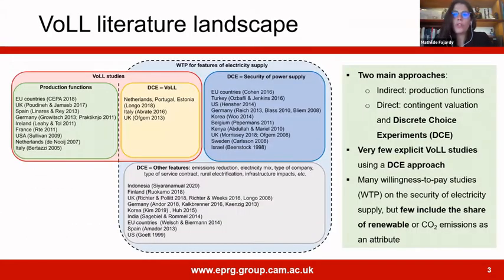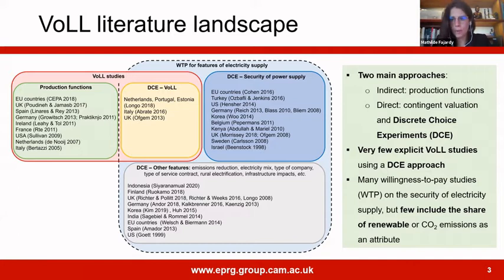So how to determine the VOL? This is a representation of the literature landscape. There are two main approaches to measure VOL. You either have indirect methods, which use production functions, the green frame on the left here. And then you have direct survey-based methods, the yellow frame. Survey-based methods will use contingent valuation, where they ask respondents directly how much they would be willing to pay to avoid, or willing to accept to compensate for, interruptions in power supply.